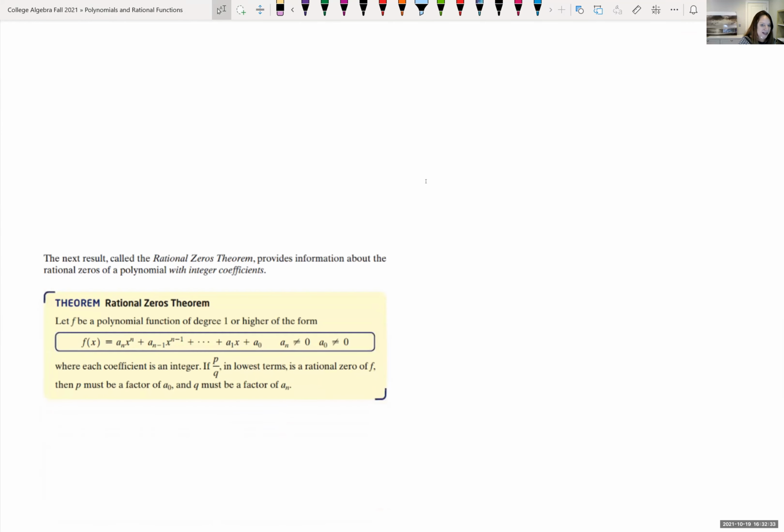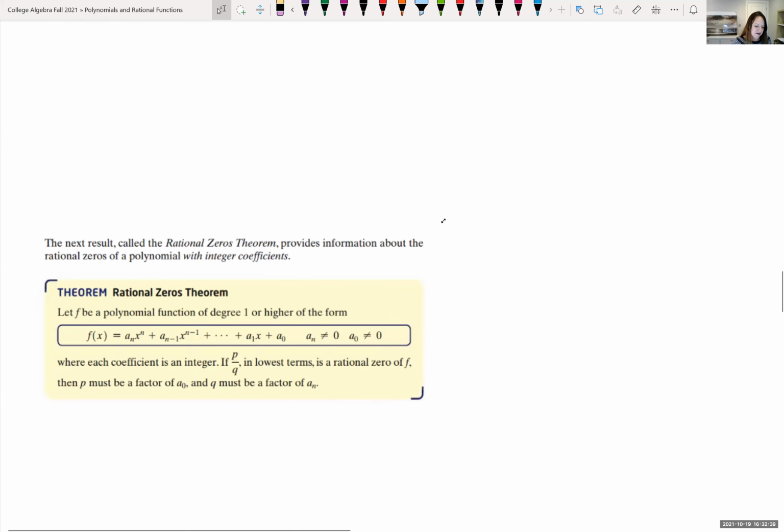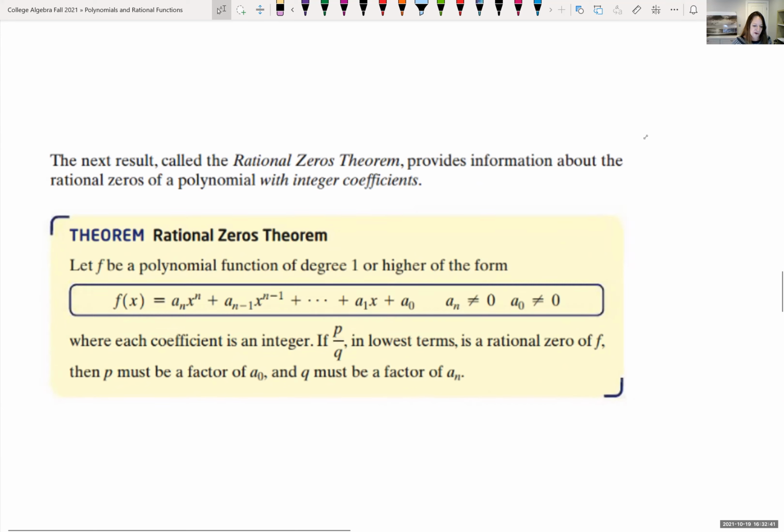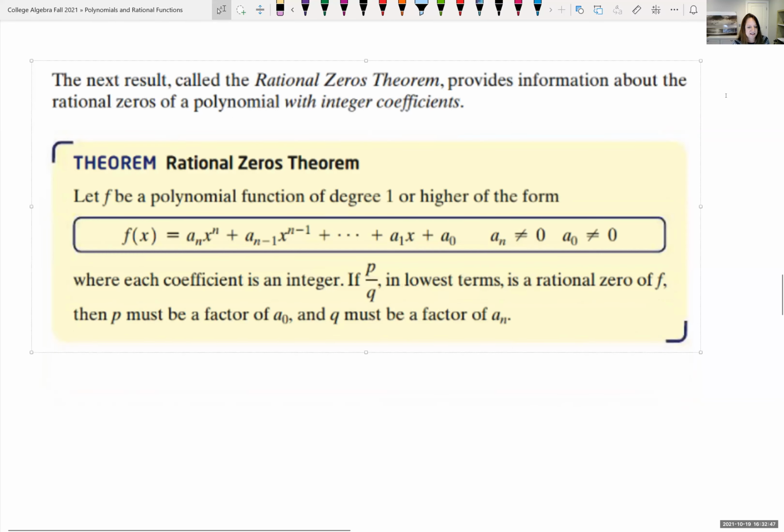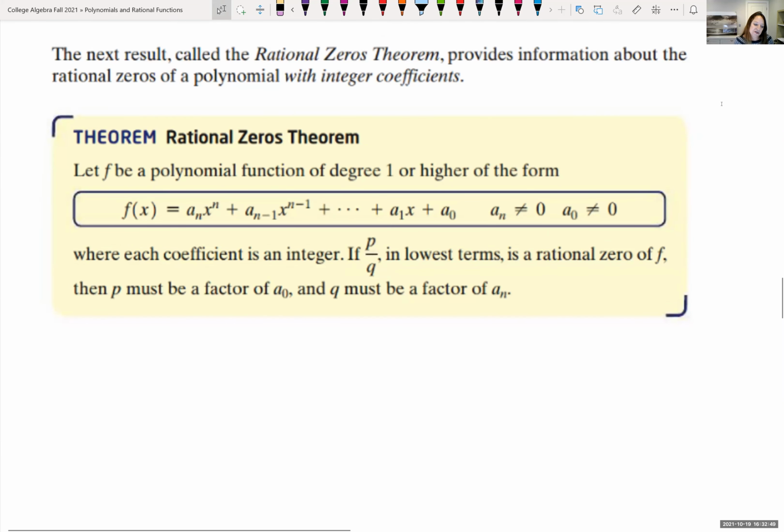Okay, so here's the main theorem that we're going to be using. Your book actually gives a second, but this is the one I use first. The other ones are just helpful to kind of narrow down our search. So this is a pretty cool theorem, and it's called the Rational Zero Theorem. A couple of things: we can only use this if our coefficients are integer coefficients.